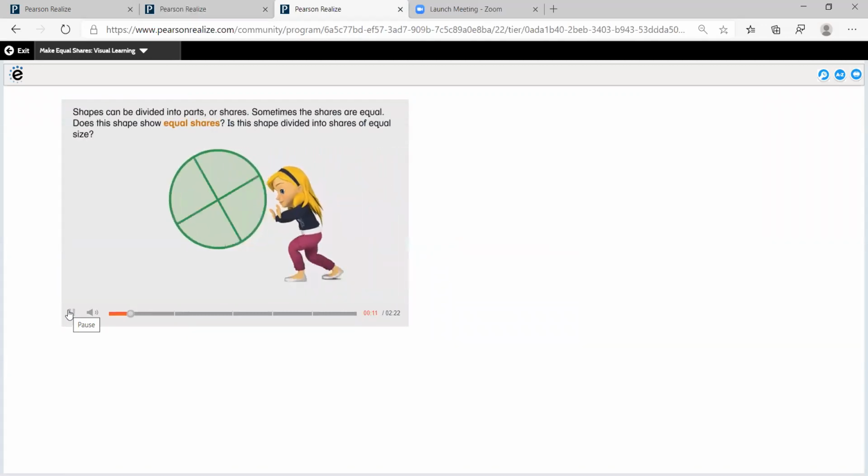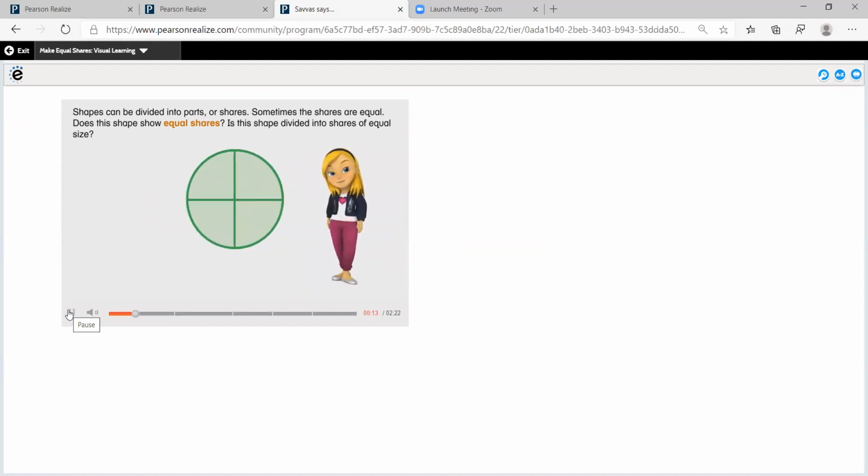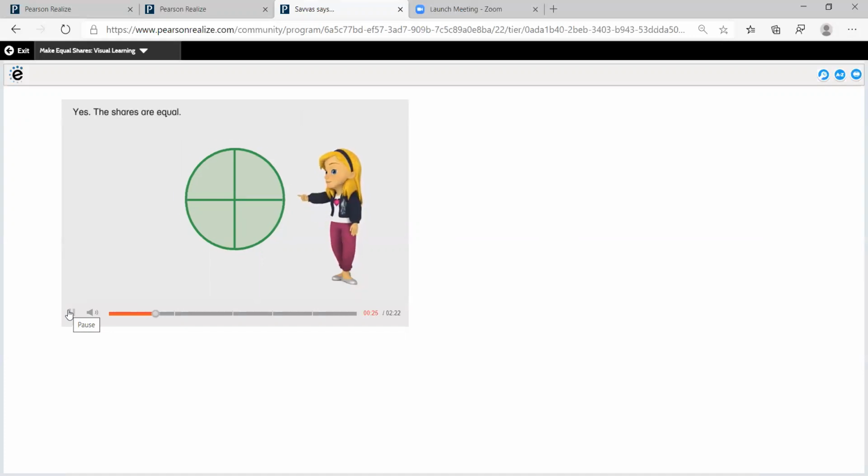Shapes can be divided into parts or shares. Sometimes the shares are equal. Does this shape show equal shares? Is this shape divided into shares of equal size? Yes, the shares are equal.